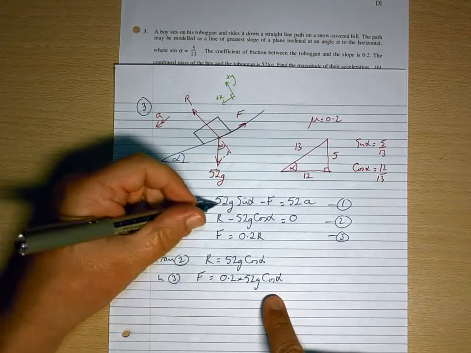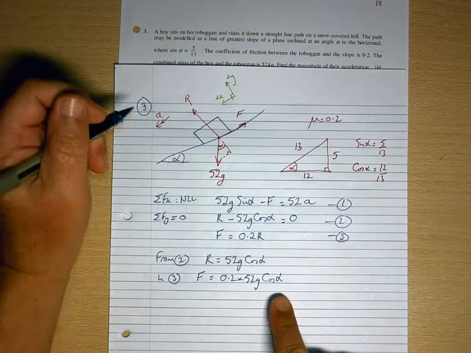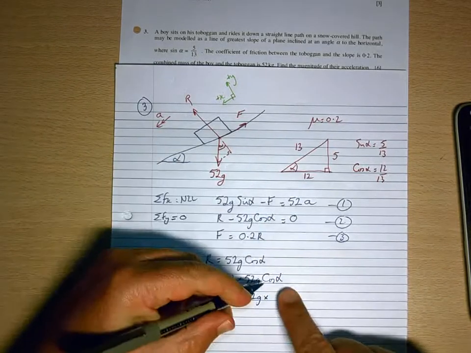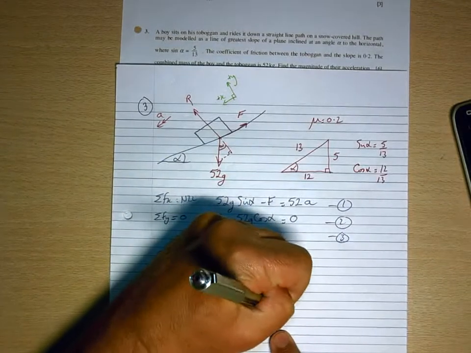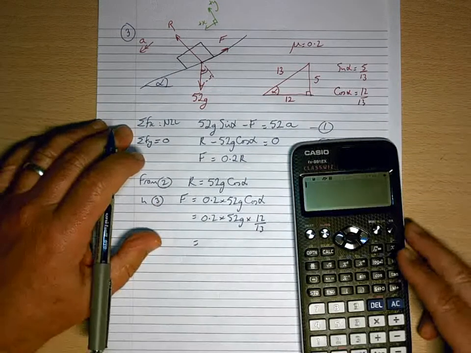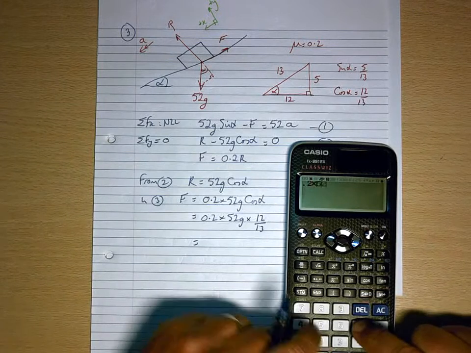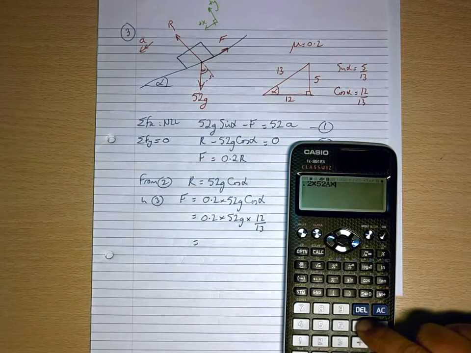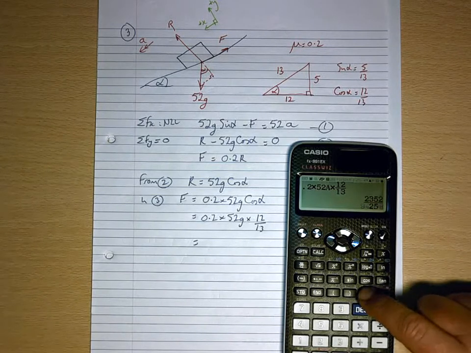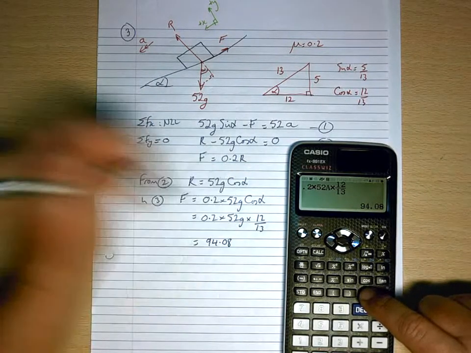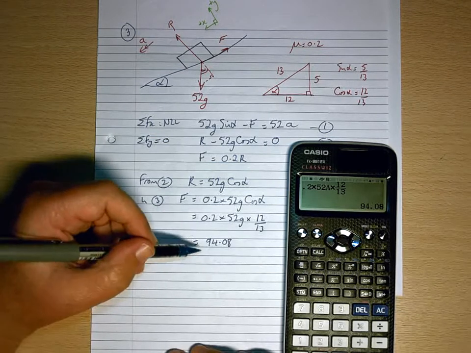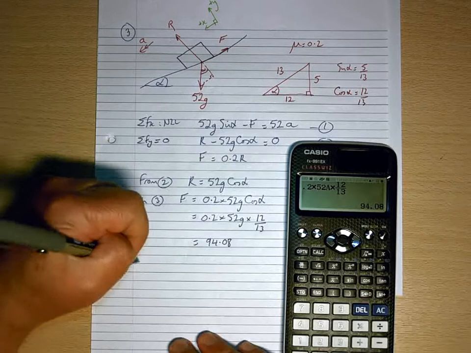We can evaluate that now, or we can deal with it further on up the line. Doesn't matter. If we choose to do it now, we're going to have 0.2 times 52g times cos alpha, which is 12 over 13. So that is going to work out on my calculator: 0.2 times 52g times 12 over 13. So 94.08 is the frictional force. I'm not asked for that, so I'm not going to worry about units. I'm not going to round it because I'm going to substitute it into another equation.